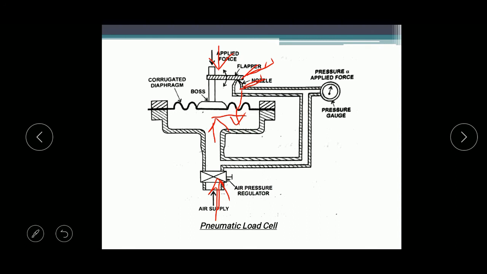At this stage, the corresponding pressure is to be noted from the pressure gauge. This pressure becomes a measure of the applied force when calibrated. This is how the pneumatic load cell works. And see here, the accuracy of this pneumatic load cell is 0.5% of the full scale.